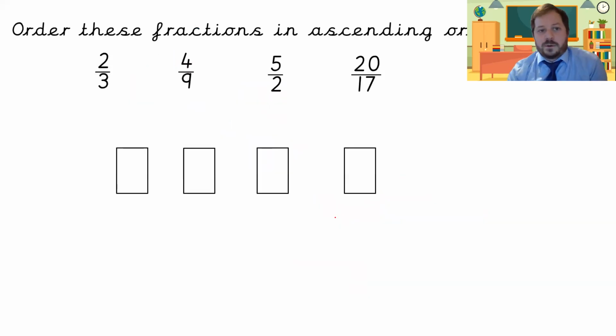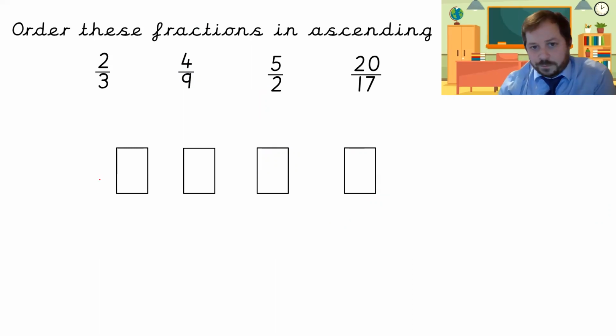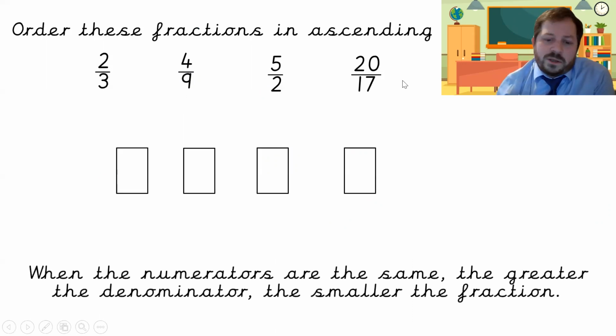Okay, so all of these fractions in ascending order. So that means going up from the smallest to the largest. And what you'll notice is that none of these really go very easily together. 3 does go into 9, but 2 doesn't go into 9, and none of them go into 17. So we can't use that one.